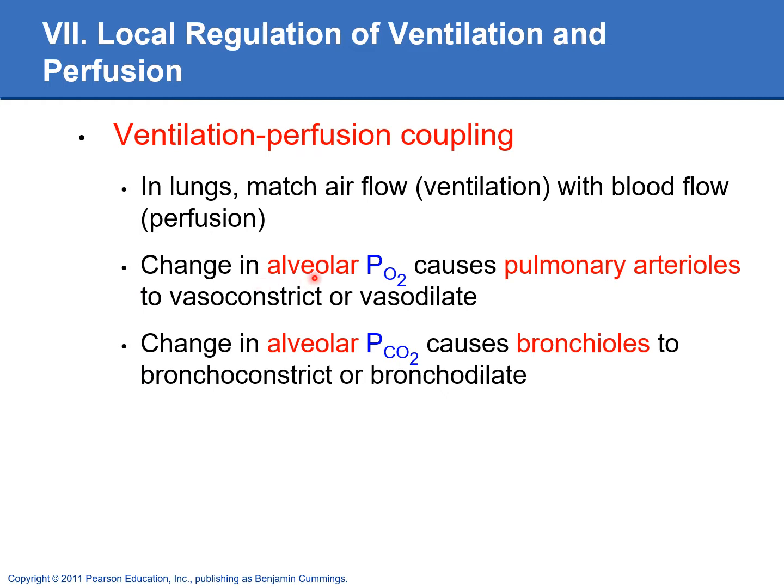It's really important to know these next two things, so make sure you star these. The alveolar partial pressure of oxygen is going to be sensed by the smooth muscle around the pulmonary arterioles, and so that will cause them to vasoconstrict or vasodilate. And then the alveolar partial pressure of carbon dioxide is going to be sensed by the smooth muscle around the bronchioles, and that will cause bronchoconstriction or bronchodilation.